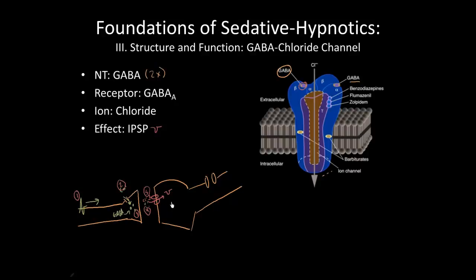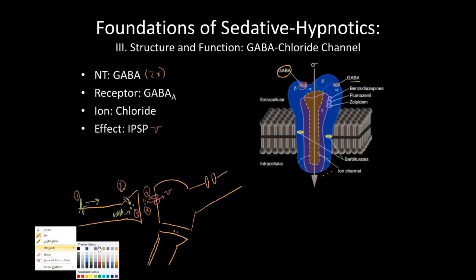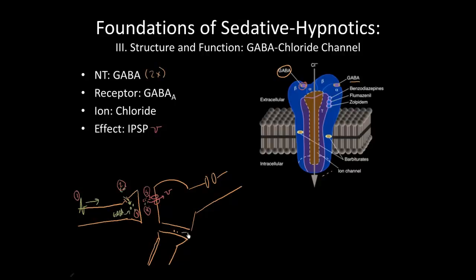Now, this isn't the only neuron that's interacting with this postsynaptic neuron. We could also have an excitatory one that's synapsing here as well. So I'm not going to draw everything like I did before. But let's say we have all of these steps, but instead of GABA coming here, let's say we have glutamate.